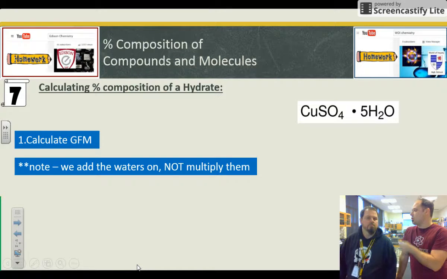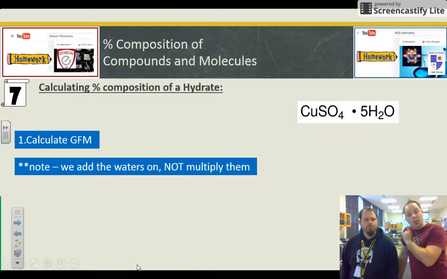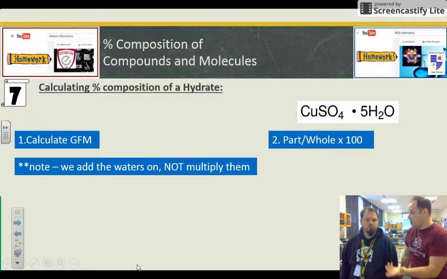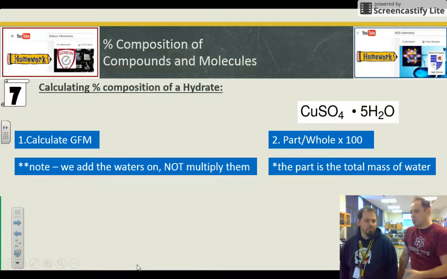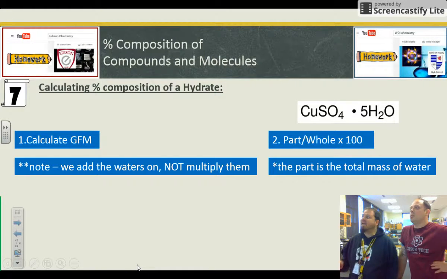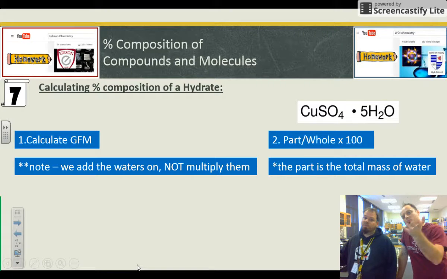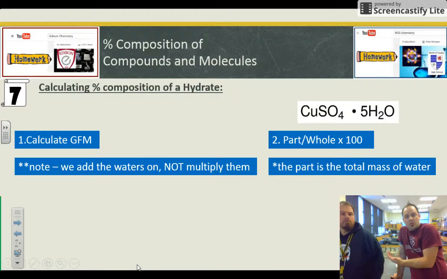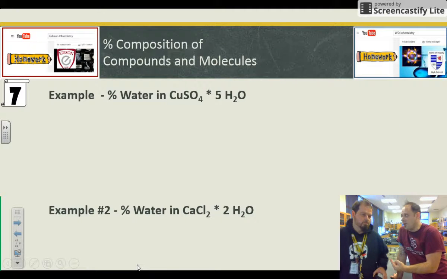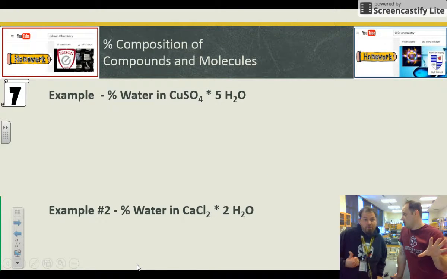So the molecule traps water, and it traps a certain amount of water, which we can then figure out percentage-wise the composition. So the process is going to be pretty much the same. What you need to know is that the dot in between there, that's a ratio dot. For every one copper sulfate, there's 5 waters. So it doesn't mean multiply by 5 waters. We're going to add the whole thing up, and then part over whole times 100. In this case, the part's going to be water. Another way of saying that is 1 molecule of copper sulfate soaks up 5 molecules of water.